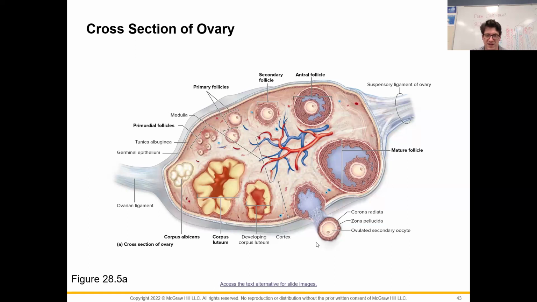Now, if the cell is not fertilized, this corpus luteum will degrade and become what we call the corpus albicans. So luteum means yellow, albicans means white. Okay, so it will degrade. It will become what we call the corpus albicans, which is basically saying that it's going to be dying soon, at which point it will eventually be reabsorbed.